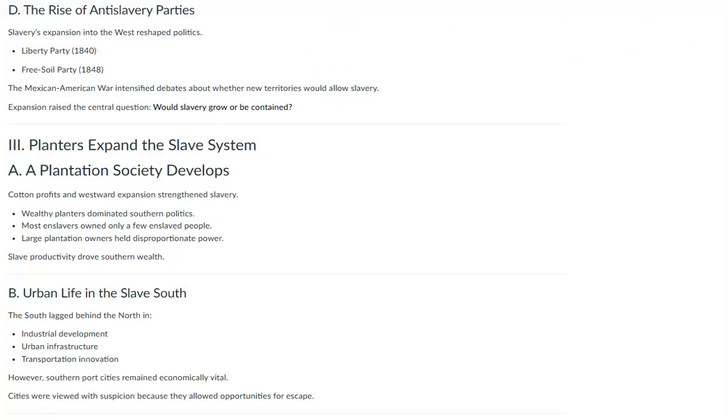So during this time period, though, we do see the domestic slave trade growing dramatically. Enslaved families are going to be separated. People were sold south and west in massive numbers. Though wealthy plantation owners dominated Southern politics, most enslavers owned only a few enslaved people. So only about 5% of the white population in the South actually owned slaves. But when you think about it, that's a very small number of people owning other people. But think about how many people they must have owned, because we have hundreds of thousands of slaves in the South.